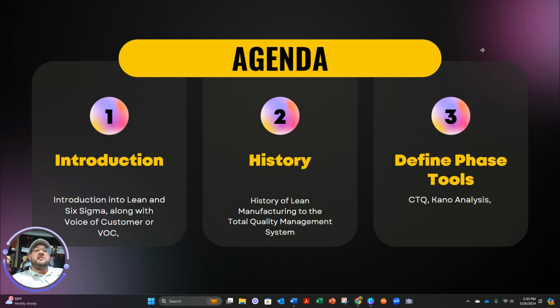Module 3, we're going to talk about the define phase tools, things such as CTQ, which stands for critical to quality, the Kano analysis, as well as other tools of the define phase.